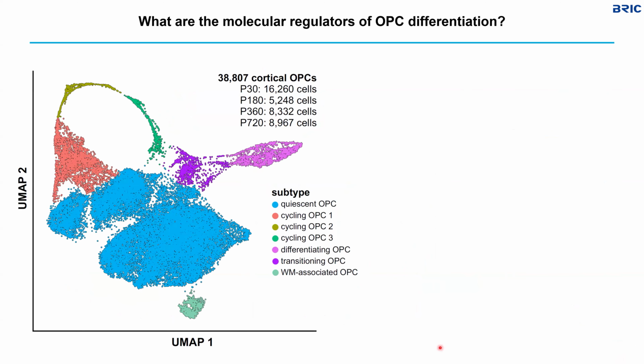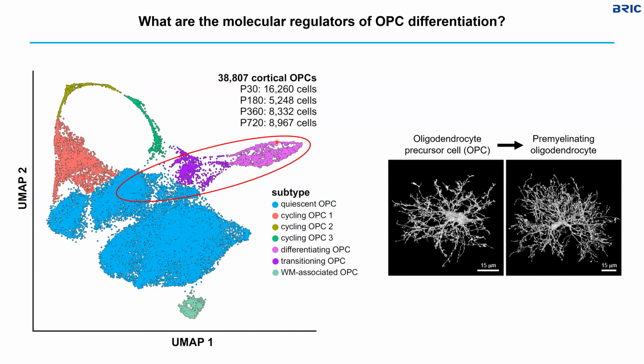With that, I want to wrap up talking about cycling OPCs. I have more data in the paper, but I want to move into talking about this population of cells, which are the cells that are actively undergoing differentiation. As I mentioned before, this change going from OPC to pre-myelin oligodendrocyte is a huge change, both morphologically and transcriptionally. So I really wanted to understand what are the regulators that govern OPCs to go from quiescence to differentiation.